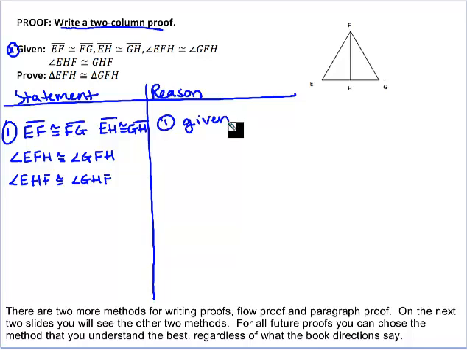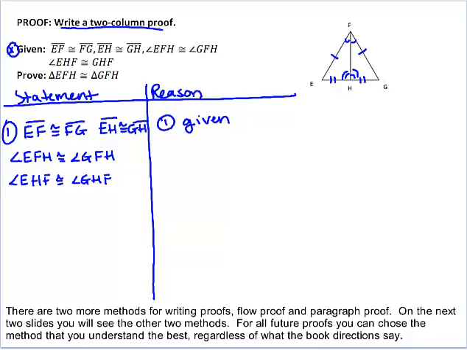Okay? So now what we're going to do with that given information is we're going to go over to our diagram and label it. So EF and FG are congruent, so we're going to mark EF and FG as being congruent. Then we're going to mark EH and GH as being congruent. And then angle EFH is congruent to angle GFH. So those two angles are congruent. And then angle EHF is congruent to angle GHF.